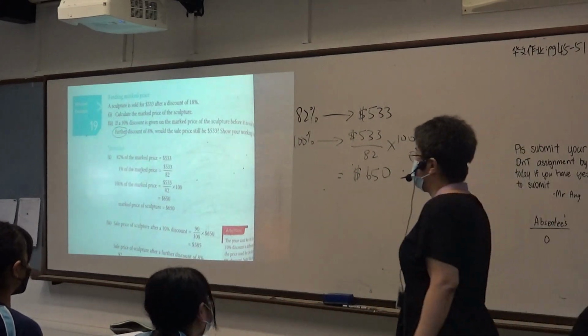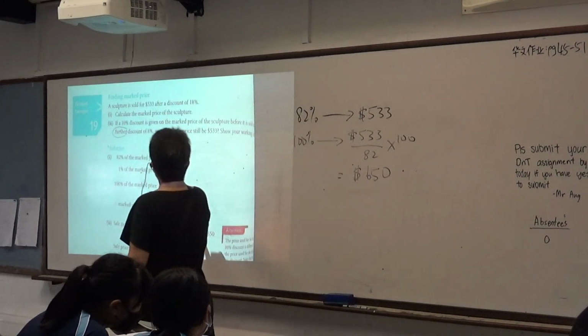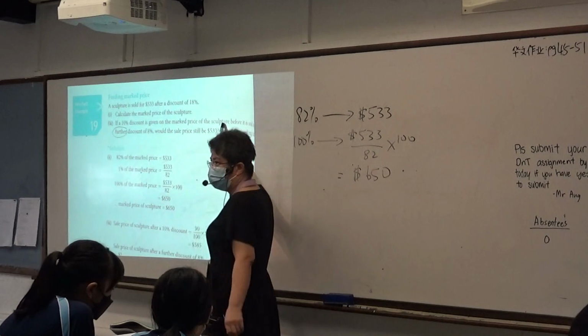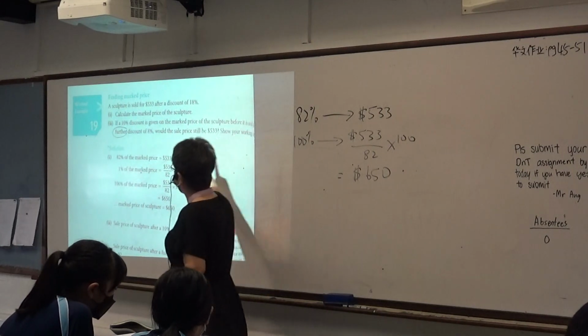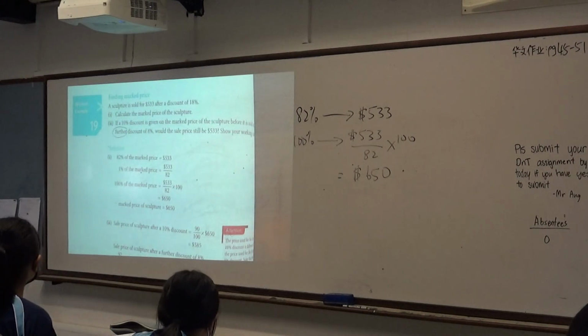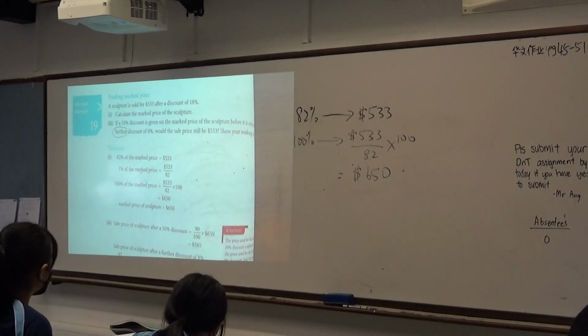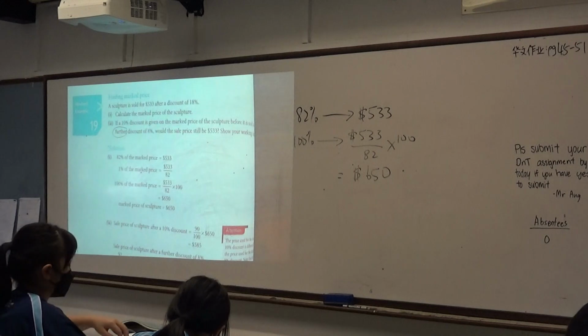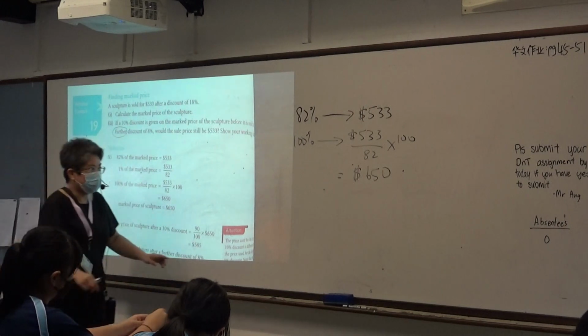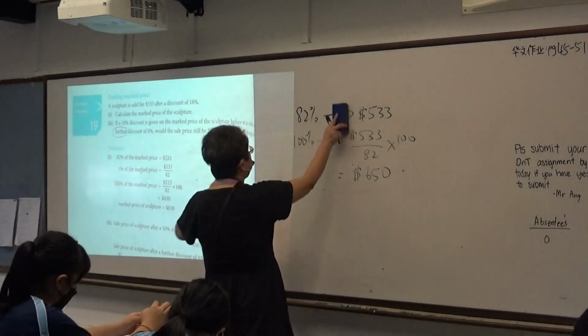Okay, let me ask you the question again. If a 10% discount is given on the mark price of the sculpture before it was sold at a further discount of 8%, would the sale price still be $533? Now, does it mean that 10% with a further 8% means 18%? No, it's not the same. Okay, now, what should we do? All of you look up.